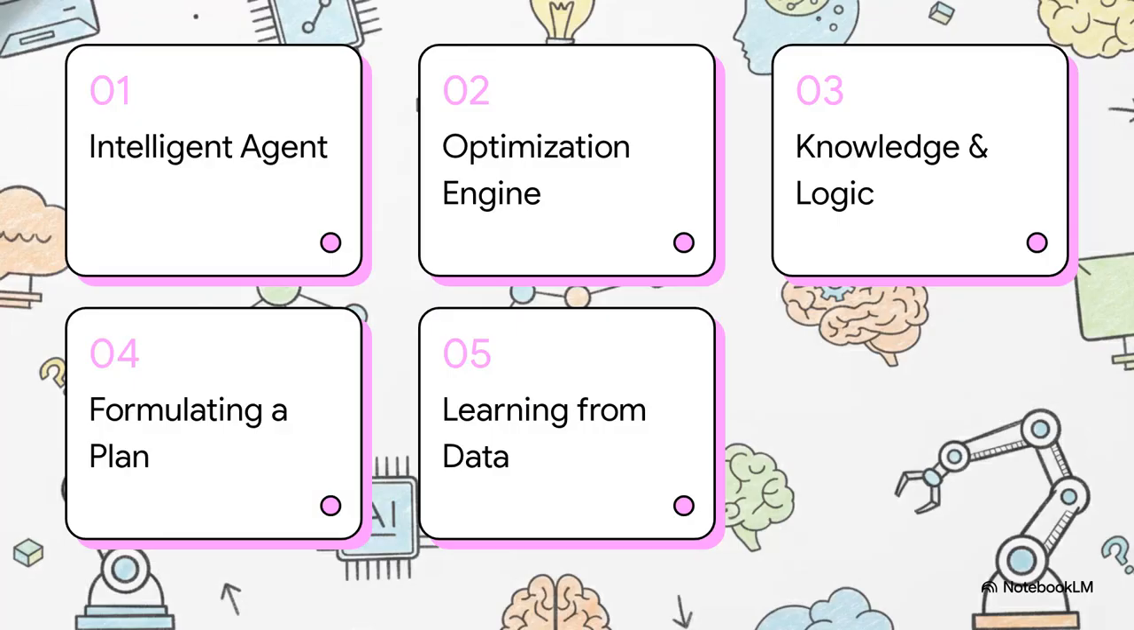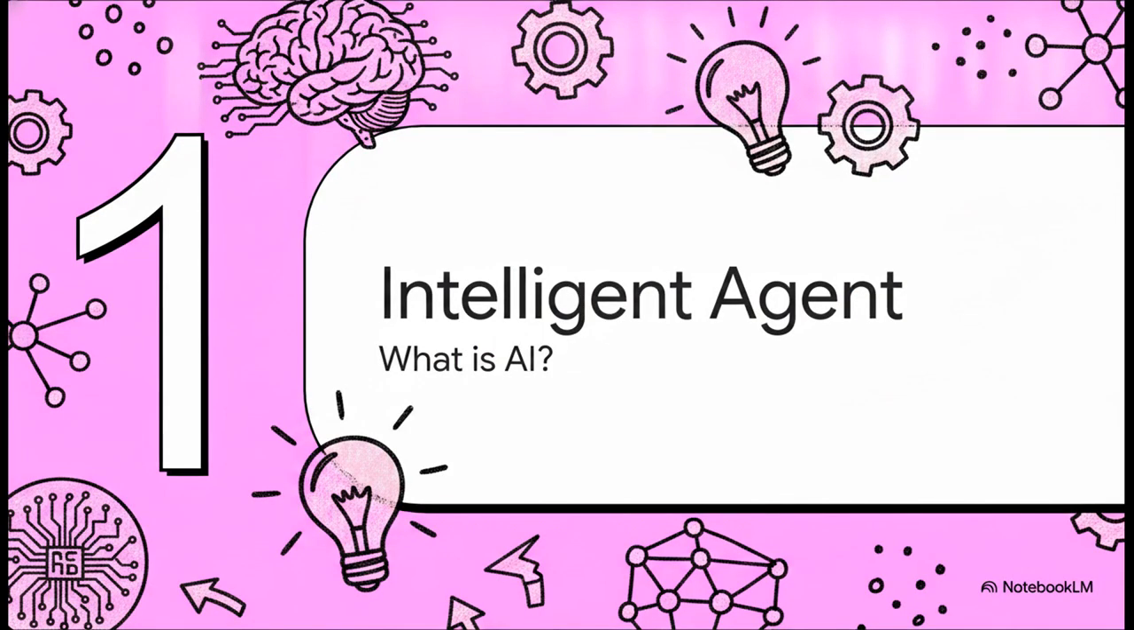Here's our blueprint for building an artificial brain. We'll cover 1. Meeting the intelligent agent, 2. The engine, which is optimization, 3. Storing knowledge and logic, 4. Formulating a master plan, and 5. Learning from the real world. Section 1. Meet the intelligent agent.